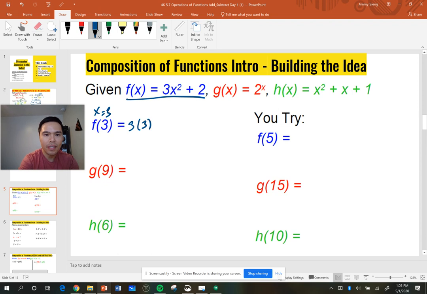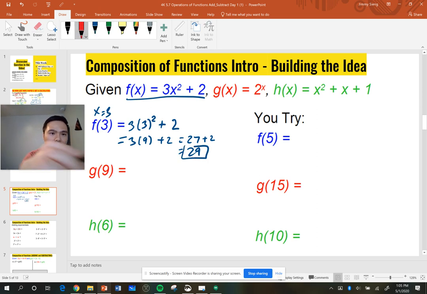So when you're replacing, remember the parentheses is important. For every time you see an x, you're just replacing it with that value, okay? So 3 times 3 squared is 9 plus 2, which is 27 plus 2, which should just give you 29. Again, basic algebra rules, or being comfortable with it.